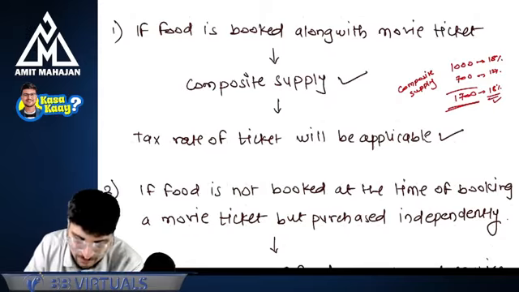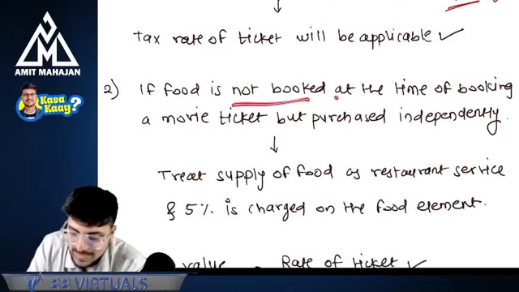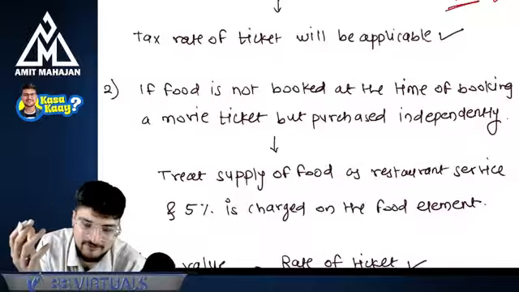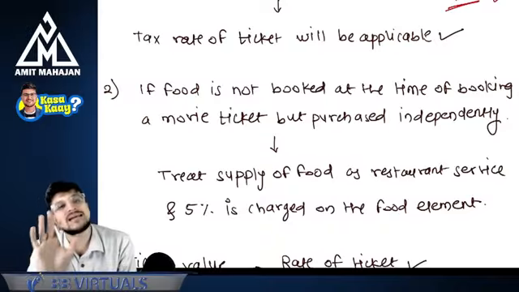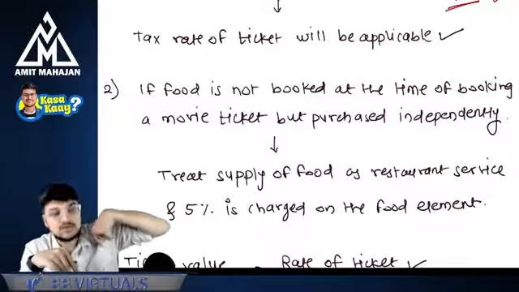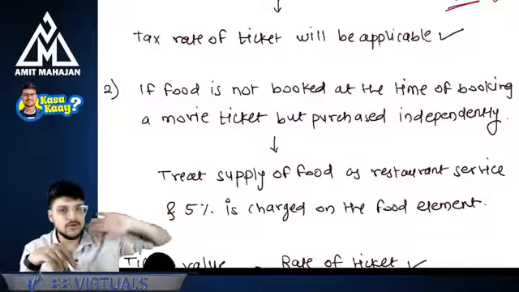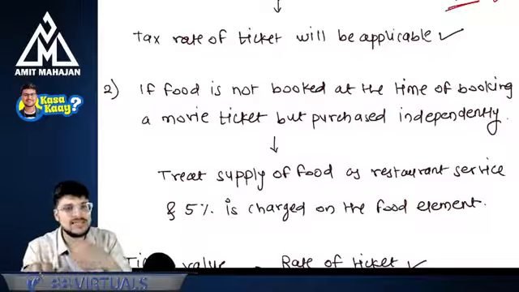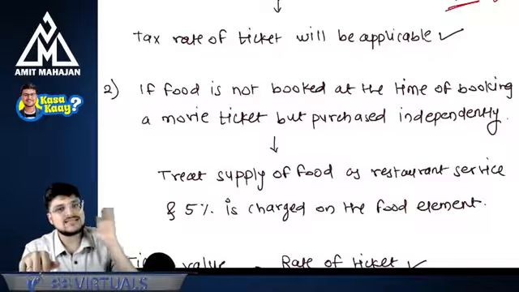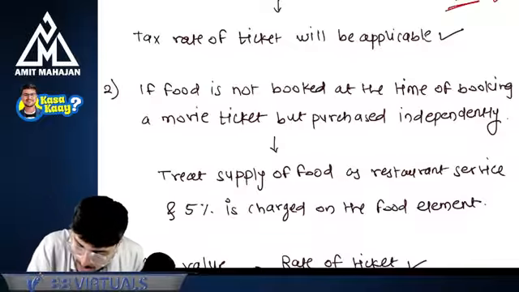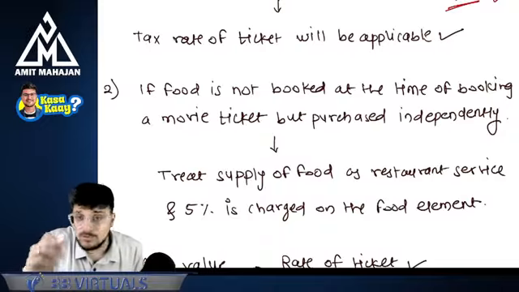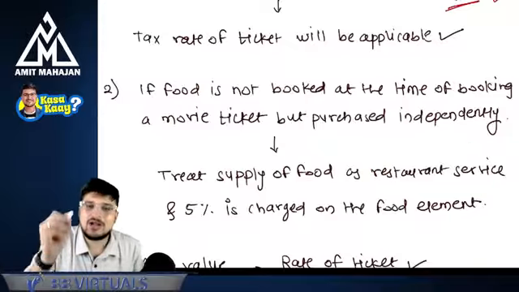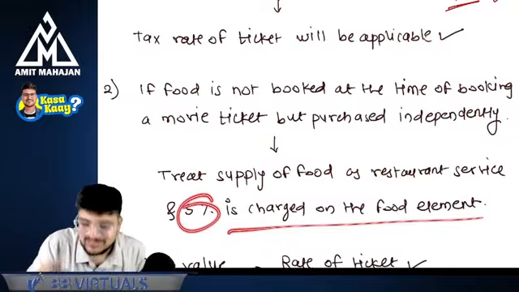But on the other hand, if food is not booked at the time of booking a movie ticket, which means when I went on Book My Show, I just booked a ticket, and when I went to the cinema hall, I purchased food. So can I say everything will be independent now? The ticket will be taxed separately and food will be taxed separately. Please treat the supply of food as restaurant service, and 5% GST will be applicable on that.